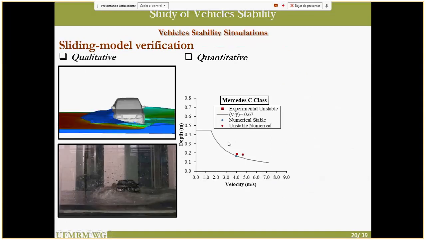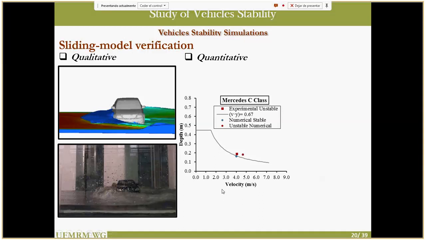Well, I wanted to show a couple more videos here, but they don't work. Anyway, on the other hand, to complement the experimental campaign, several 3D simulations were carried out. This is just an example of one of them that were employed to validate the curves.